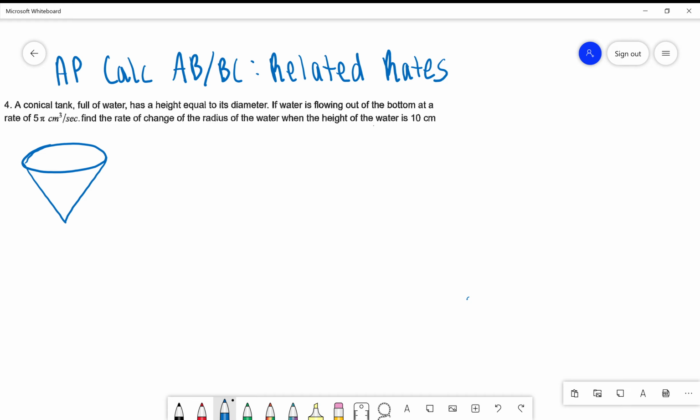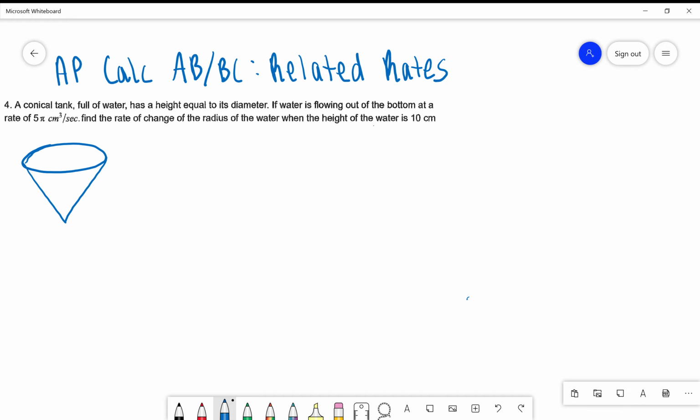We are going to go over AP Calc related rates problems. So let's get started. For today, a conical tank full of water has a height equal to its diameter. If the water is flowing out of the bottom at a rate of 5 pi centimeters cubed per second, find the rate of change of the radius of the water when the height of the water is 10 centimeters.